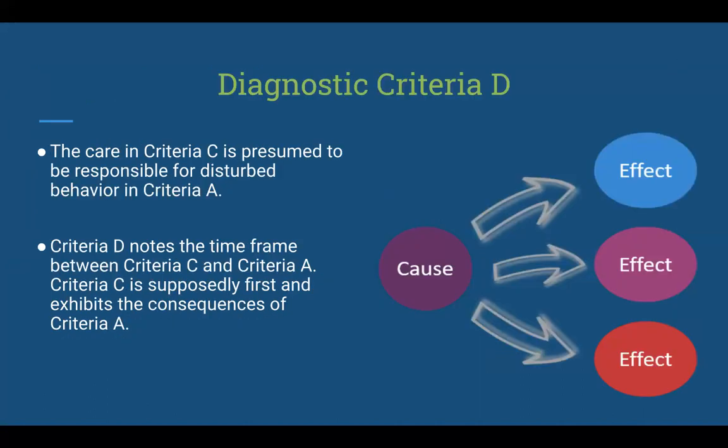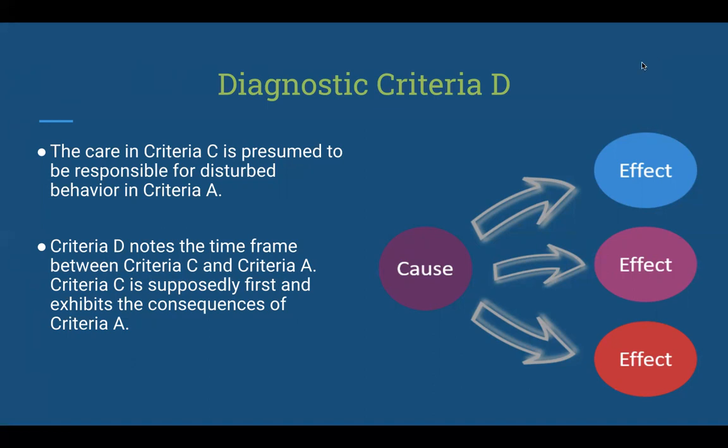Diagnostic criteria D. The care in criteria C is presumed to be responsible for the disturbed behavior in criteria A. This criteria notes time frames between criteria C and criteria A. Criteria C, social neglect or deprivation, repeated changes in caregivers, or rearing in unusual settings, must come before criteria A, becoming uncomfortable in situations towards adults and in situations where comfort is offered on a minimal basis.